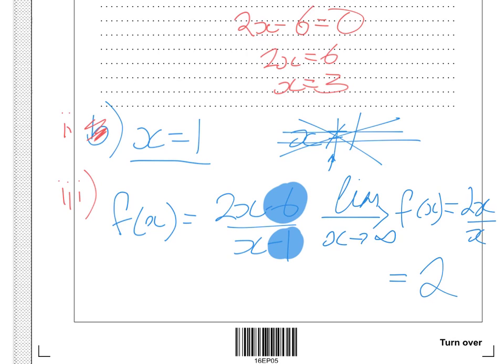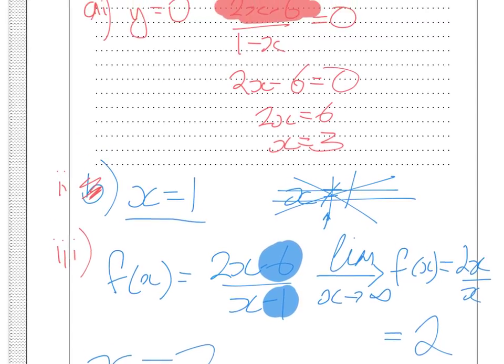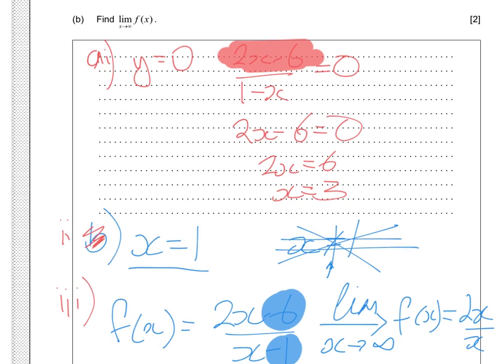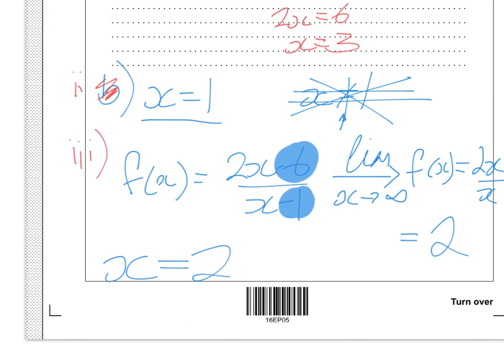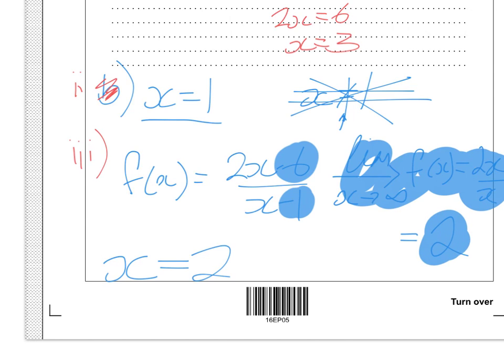Which means the horizontal asymptote is y equals 2. And I've sort of preempted myself here because it asks what's the limit as x tends to infinity of the function f. Well, I've already answered that question. They're the same thing. The limit of f as x tends to infinity is the same as the horizontal asymptote. So the answer to part B is that the limit is 2 as well.